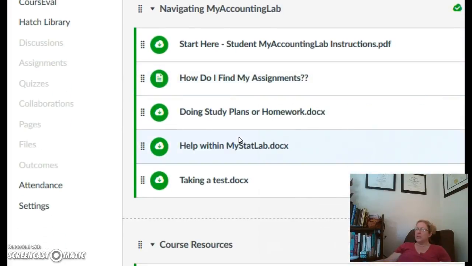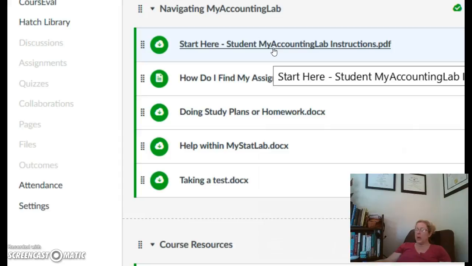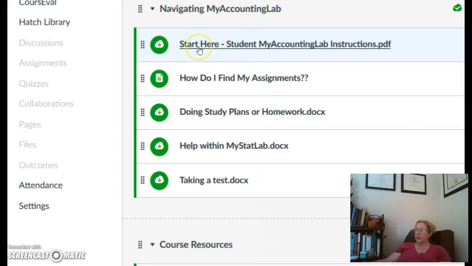The next module is the Navigating My Accounting Lab module. The Start Here instructions, this is where you're going to read about how to register for My Accounting Lab. Everything you need to know about getting into the lab and getting started on your work is here. This is the best place to start. So if you're wondering, where do I buy my book? How do I register for the lab? Do I need an access code? Do I need a course ID? This document is going to answer those questions for you, and it's going to walk you through the registration step by step. It's a very simple process.